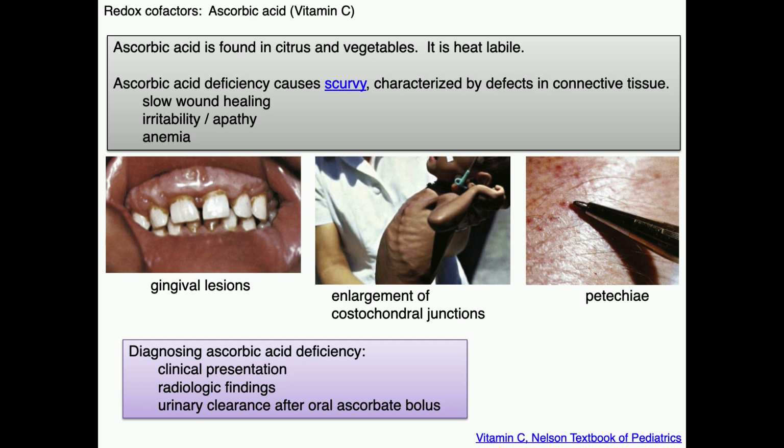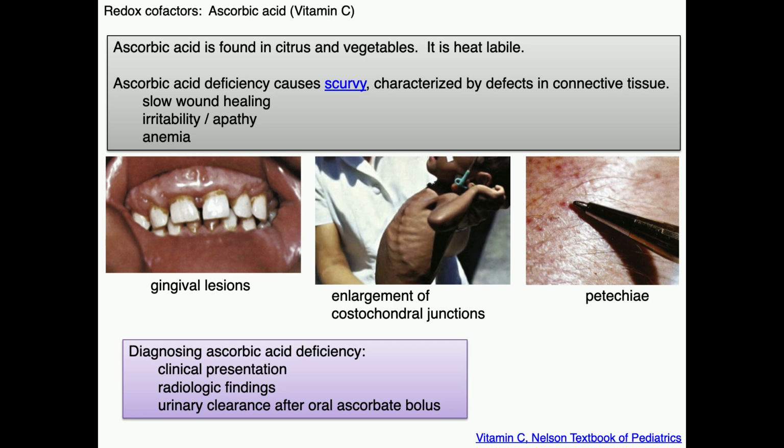You can also get bleeding in capillary beds, and that can cause a petechial rash. And there's also issues with the bone and cartilage, and you can get enlargement and inflammation of the costochondral junctions, which is the junction between the bone and the non-bone part of a bone, I guess.